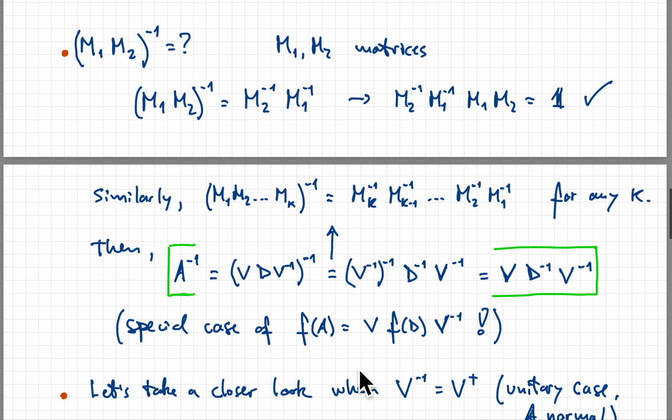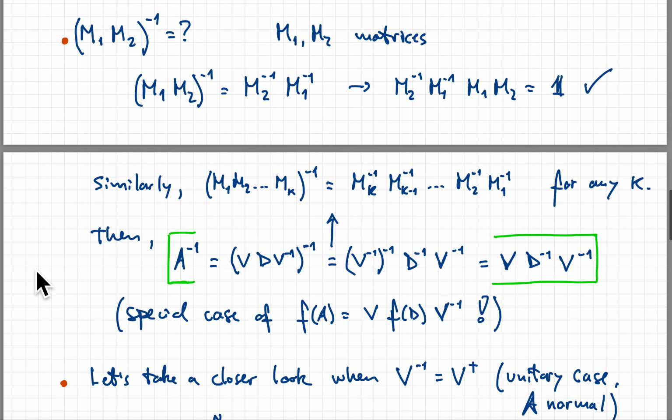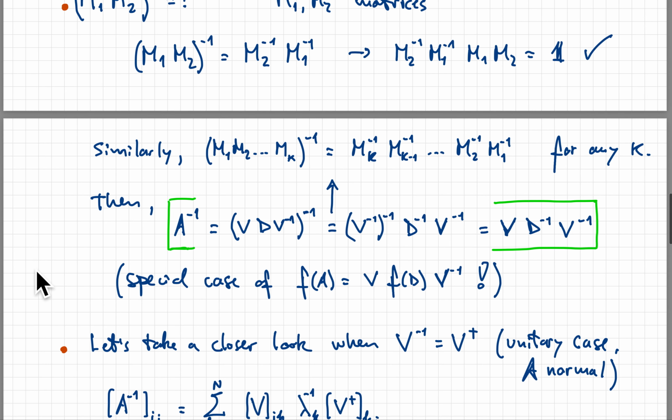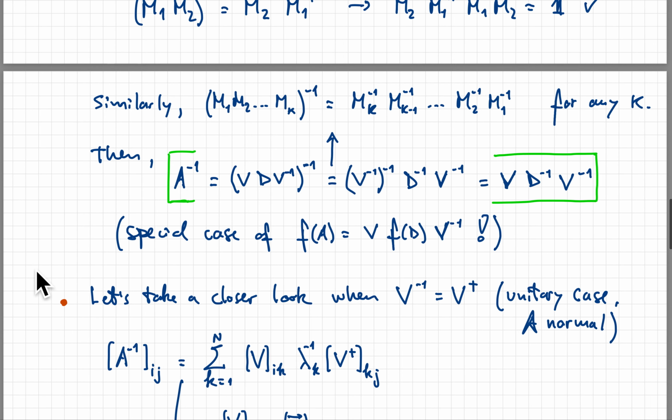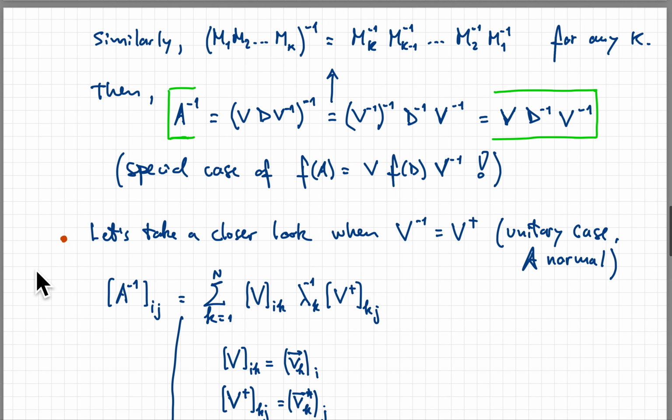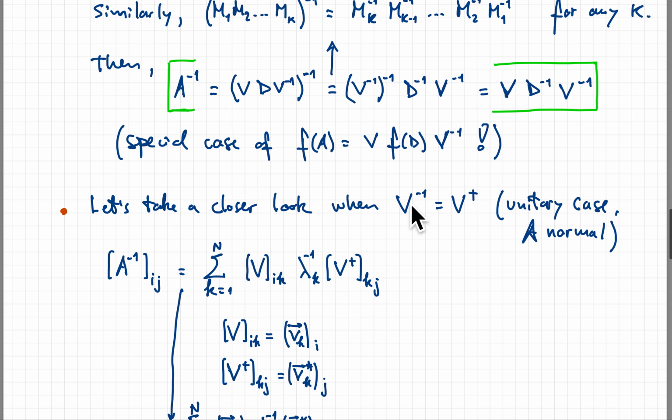And this is nothing other than a special case of an identity we saw before, which is that any function of A can be written as V times the same function applied to the diagonal matrix of eigenvalues, times the inverse of V, where V is, of course, the matrix of eigenvectors, as we've been discussing so far. Now, we can take a closer look at a specific case where things are a little bit easier, which we'll use in the future and which is used a lot in physics. That's the case where V inverse is V dagger, so V is a unitary matrix. And that's what happens naturally when A is normal.